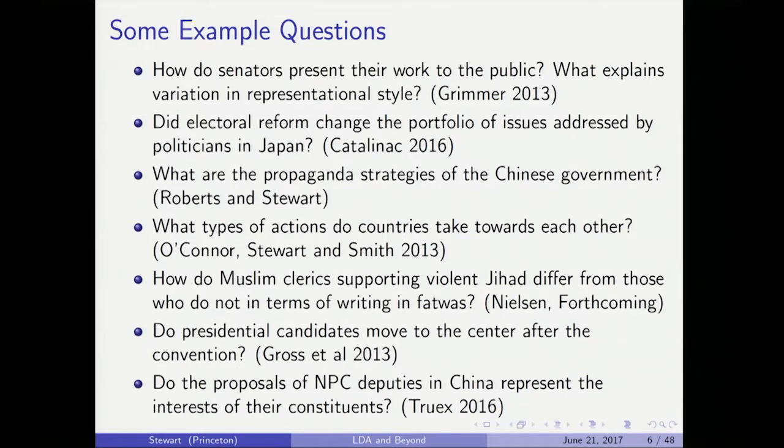This work by Amy Katalinic, in her book, looks at electoral reform change in Japan and basically shows that when you change the structure of elections, you change how representatives are elected, and they change what they talk about, right? And that's a case where, again, the text is the outcome. We want to know what are the things that representatives are trying to get elected on the basis of, and we're showing that that is connected to the system that they're running in, which is something of interest to political scientists.